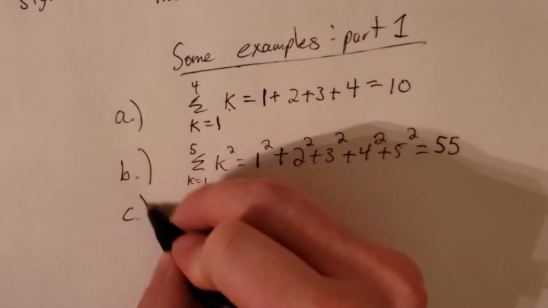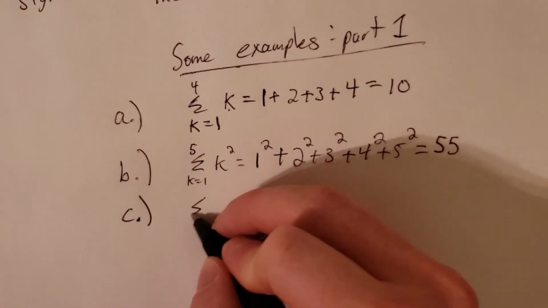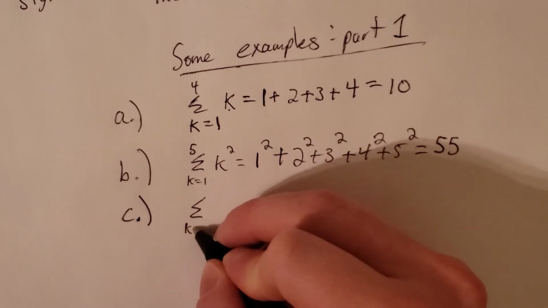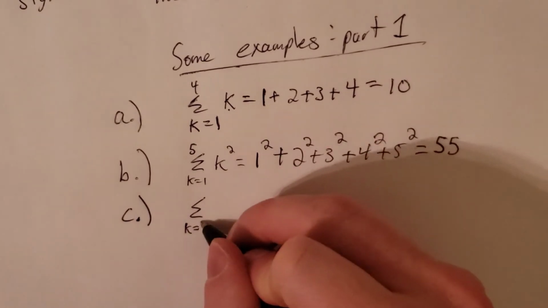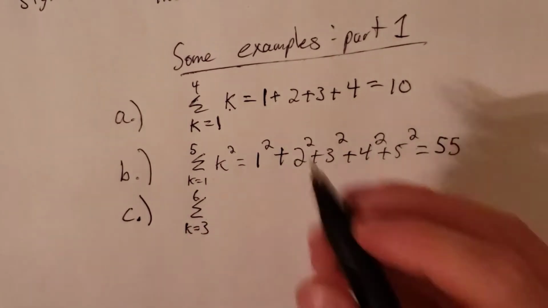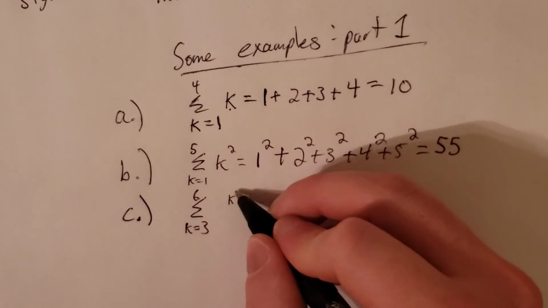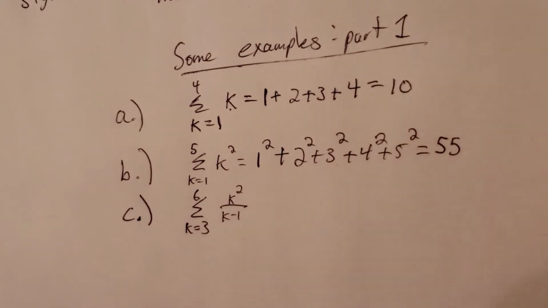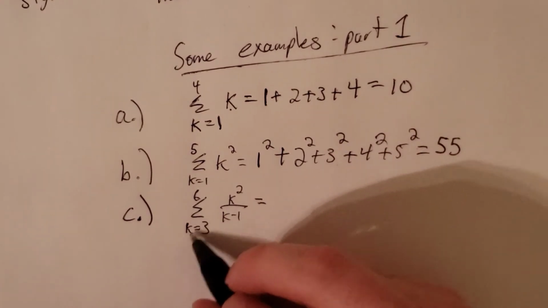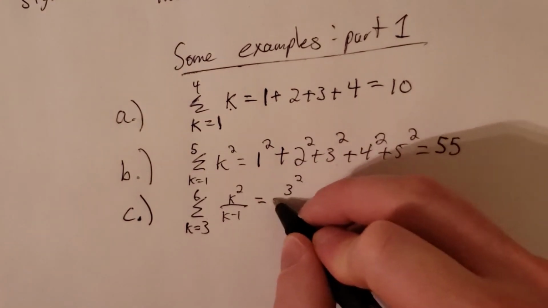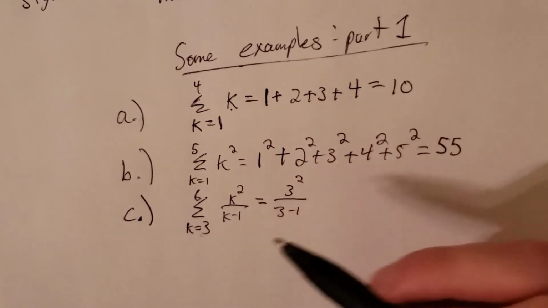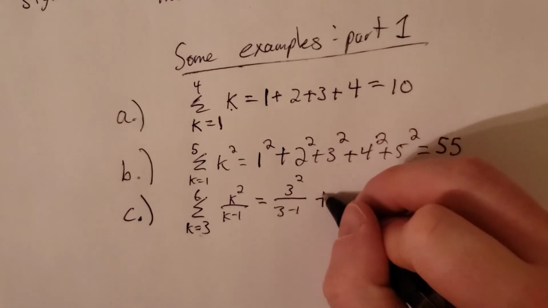Let's try one more just to make sure we see what's going on here. We don't have to start at k equals 1. We can pick any index to start with, but these are integers. So let's go with k equals 3 up until 6. And now let's change up our function a bit. What if we did k squared over k minus 1? Well, we start with our first index here, which is 3. So 3 squared over 3 minus 1. All we're doing is everywhere we see a k, we replace it with our index. And then we add.